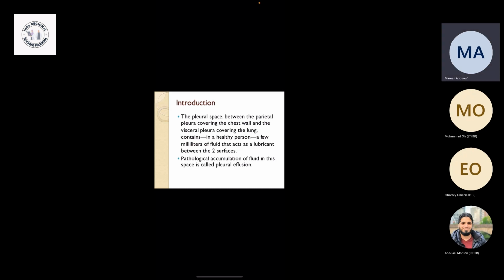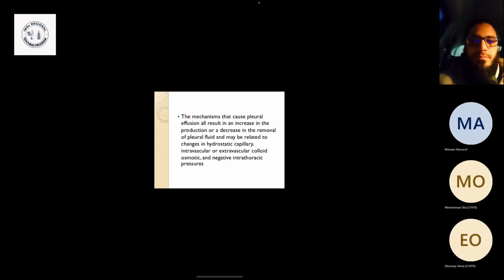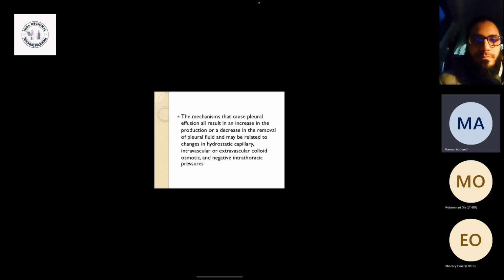Pleural fluid normally originates in the pleural capillaries, lymphatics, the intrathoracic blood vessels, the interstitial pulmonary space, and the peritoneal cavity. It is reabsorbed through the lymphatics of the parietal pleura. The mechanism that causes pleural effusion normally results from an increase in production or a decrease in the removal of pleural fluid, and may be related to changes in hydrostatic capillary, intravascular or extravascular colloid osmotic, and negative intrathoracic pressures. This is the mechanism of production of pleural effusion normally.